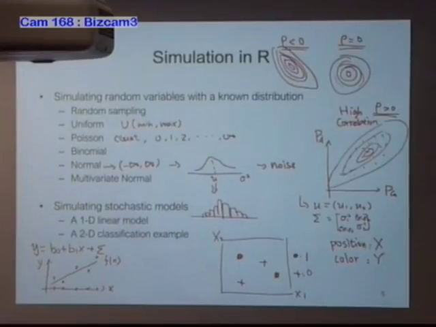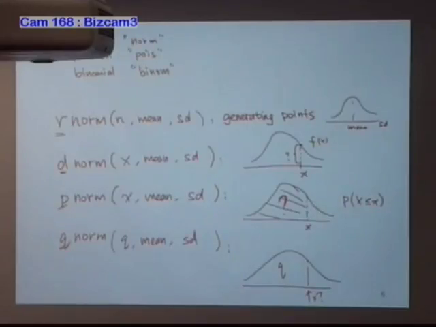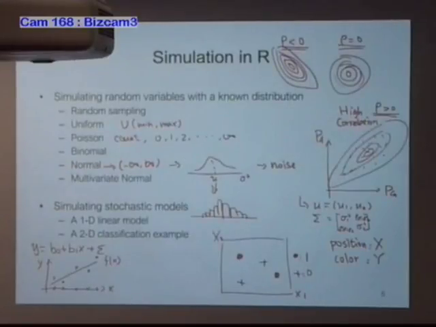So there are only 3 numbers actually. Sigma 1, sigma 2, and the rho. Right? Rho is placed on the off-diagonal. That captures the relationship of the two. So we need these numbers to be put in the simulation of the multivariate.